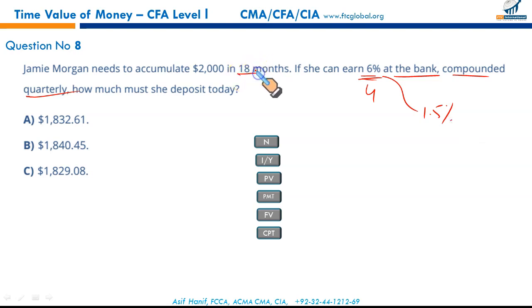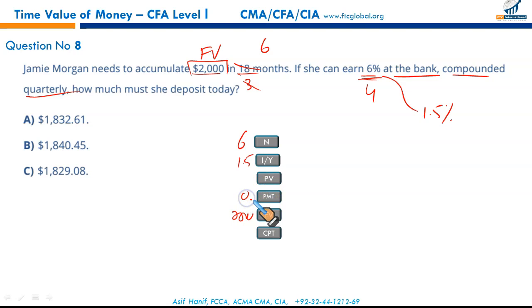Okay, then 18 months. 3 months make 1 quarter. If there are 18 months, how many quarters do we have? We have 6 quarters, so 6 periods. Interest rate per period, that is per quarter, 1.5. What else? We have been given 2000. Is it the future value or the present value? Needs to accumulate 2000. This is the future value, of course. Now the question is clear. It's a future value. That's what we need in the future. So the future value is 2000.